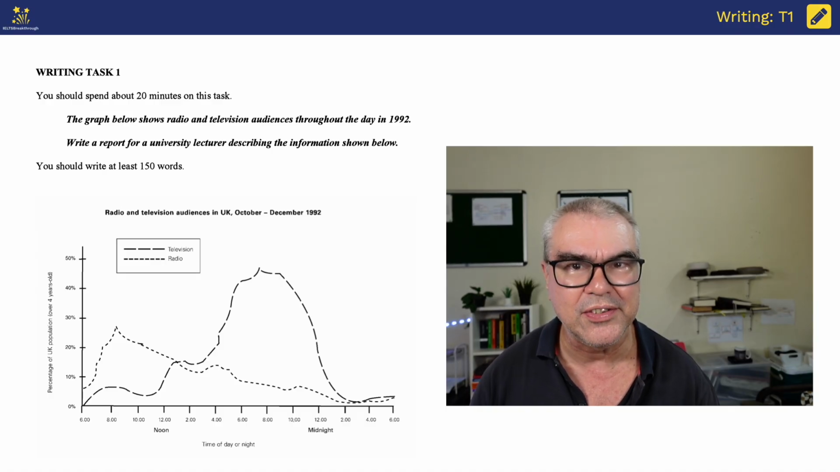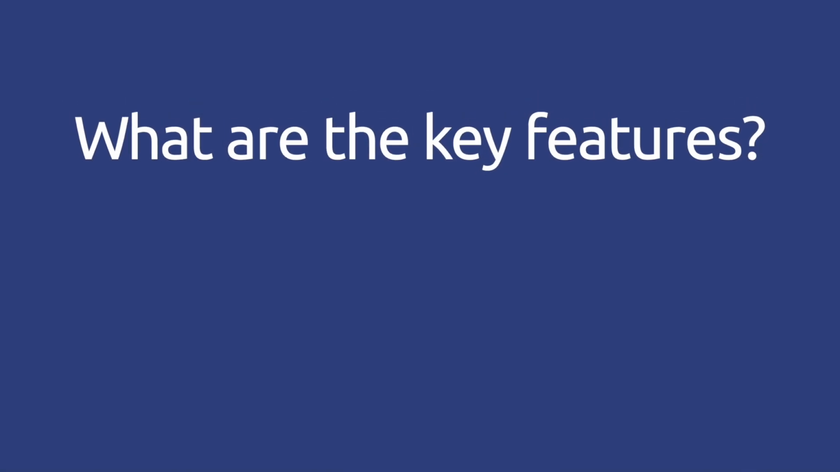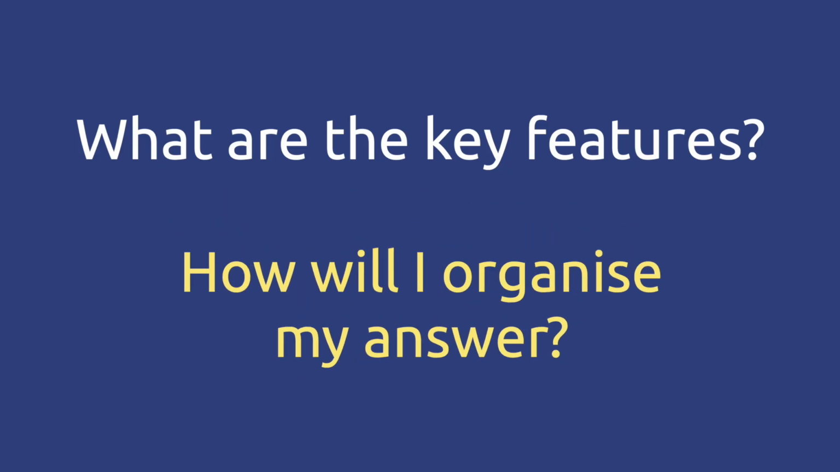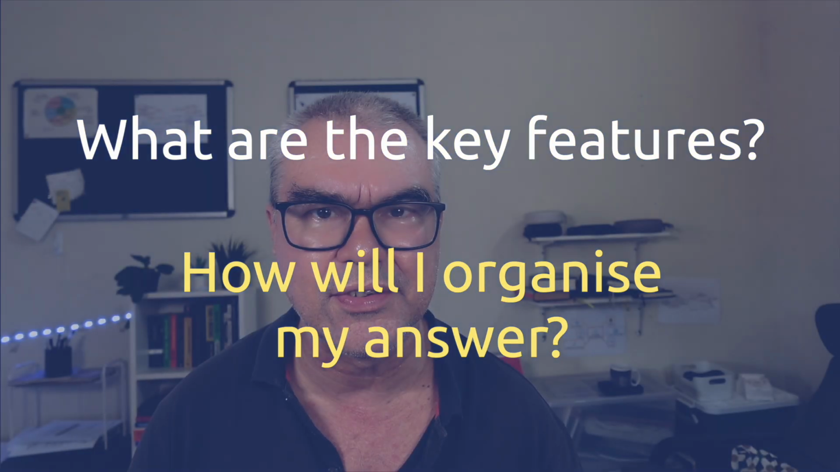Number 1, what are the 2 or 3 key features shown in this graph? And number 2, how am I going to organise my answer in terms of paragraphs?